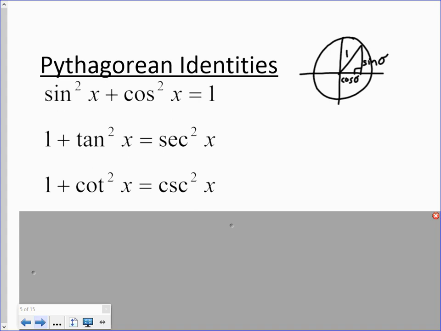Now we're going to be using these identities in problems to do what you did in the doublets activity, which is like replace a letter. So we're going to be replacing a trig function with something else. We're going to be doing substitution.